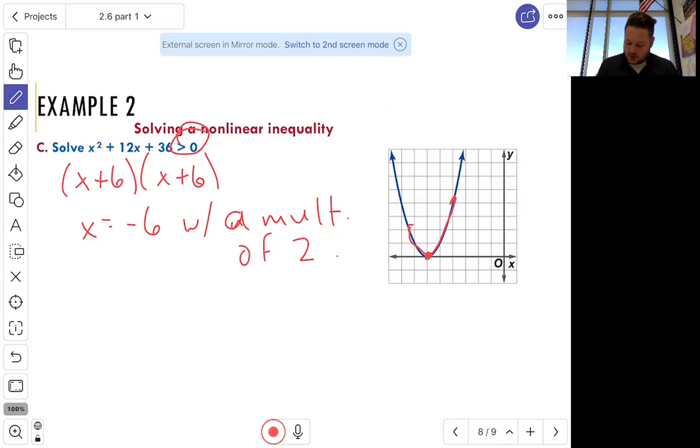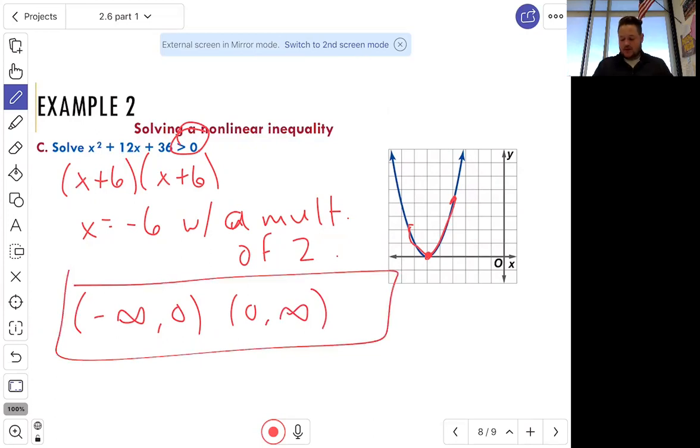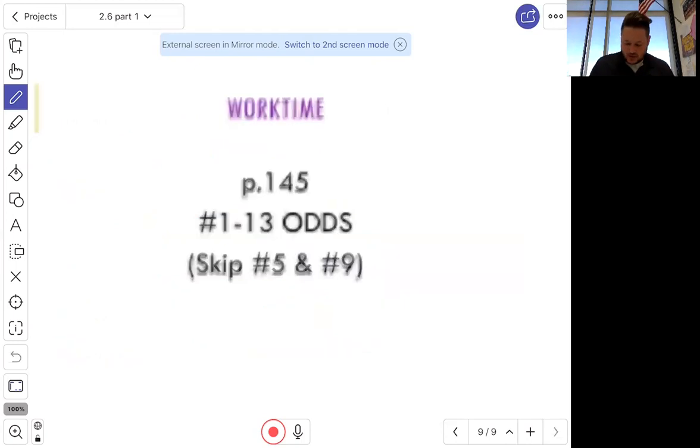So it looks like our solution set is just going to be -infinity to -6 and then -6 to infinity, because all along those intervals, my y values are greater than 0. I'm not including -6 because 0 is not greater than 0. 0 is greater than or equal to 0. So that was another question. That's pretty much all we got for the first part of 2.6.